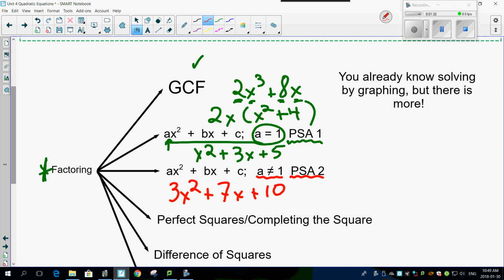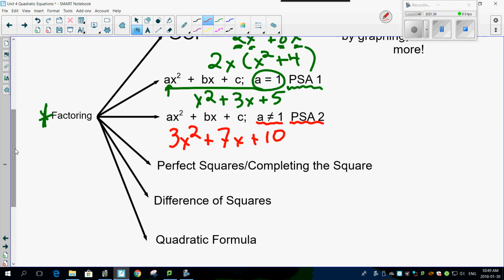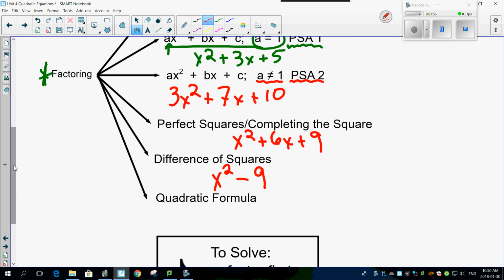And if you remember in grade 10, we also had perfect squares. Perfect squares that look like this, x squared plus 6x plus 9. And you know by completing the square how perfect squares work. Then you had something called difference of squares, where this is square rootable and that one's square rootable, and of course there's the difference between them. And the last one that we're going to do is something called the quadratic formula. And you'll get to that when we get to the next podcast for sure.